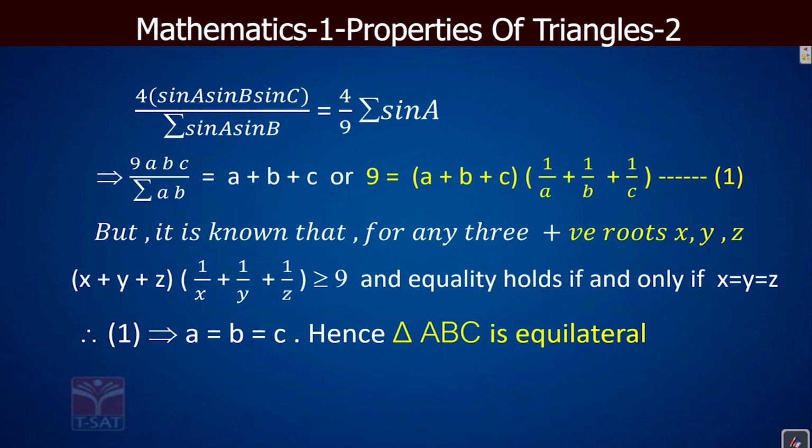So here we have used the sine rule, but lastly what we have used is the AM-GM inequality. For any positive real numbers x1, x2, x3, ..., xn, (x1 plus x2 plus ... plus xn) into (1 by x1 plus 1 by x2 plus ... plus 1 by xn) is always greater than or equal to n square, and equality occurs when x1 is equal to x2 is equal to x3, each is equal to xn. So the correct option is equilateral triangle, option number 1.